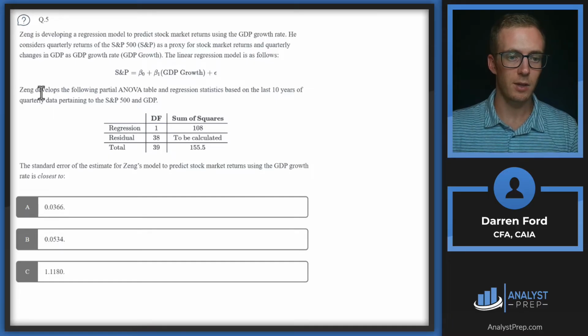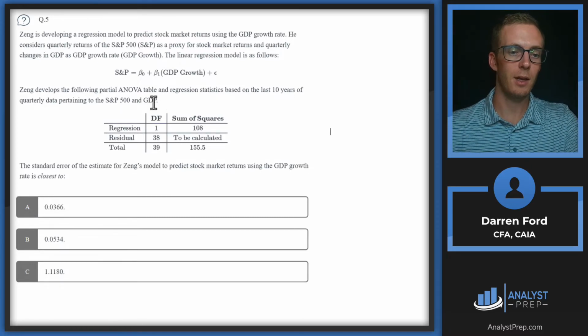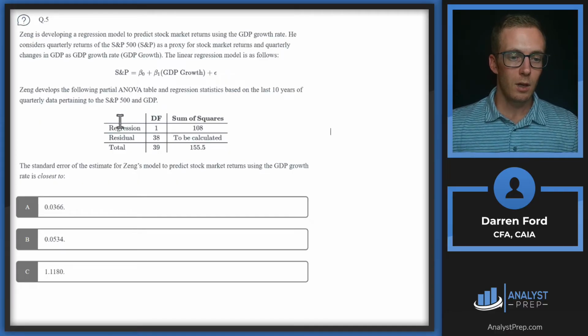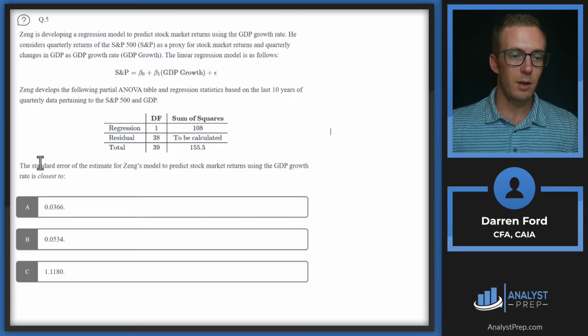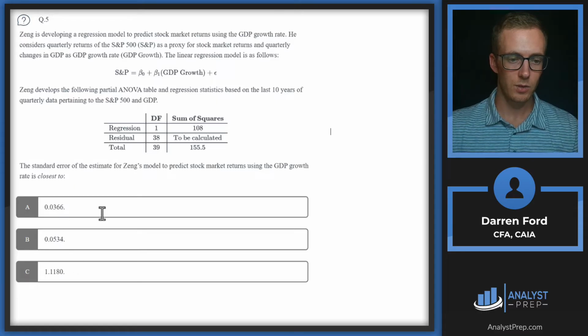Zhang develops the following partial ANOVA table and regression statistics based on the last 10 years of quarterly data pertaining to the S&P 500 and GDP. And we've got our table here. The standard error of the estimate for Zhang's model to predict stock market returns using the GDP growth rate is closest to. So we've got our answer down here.